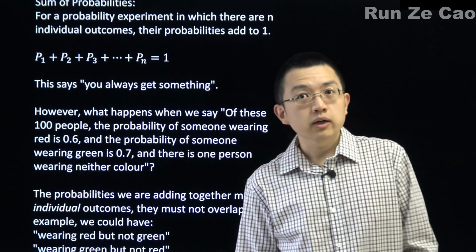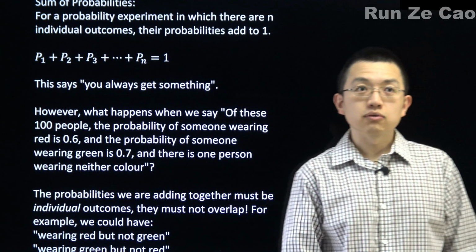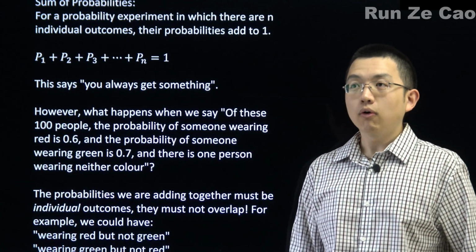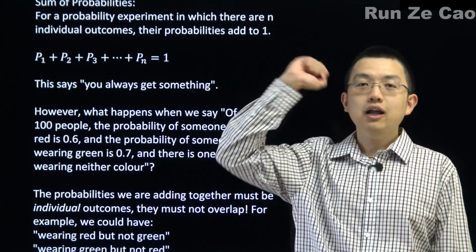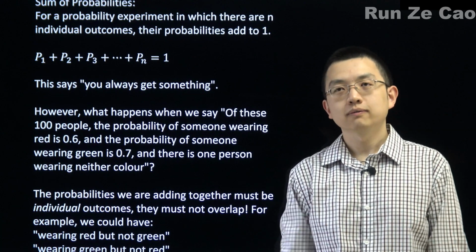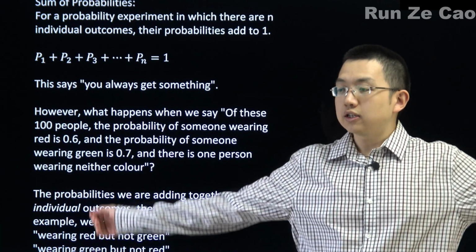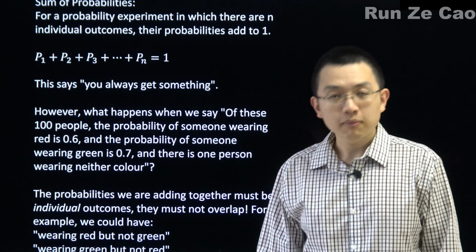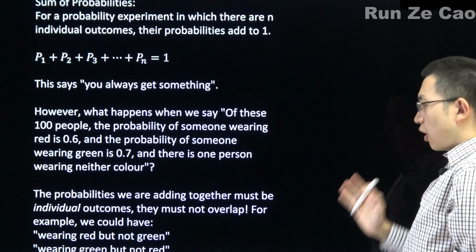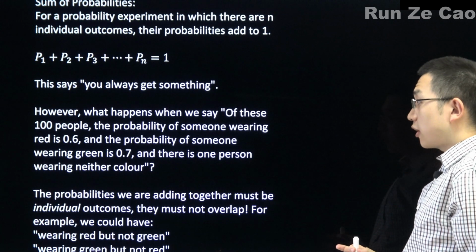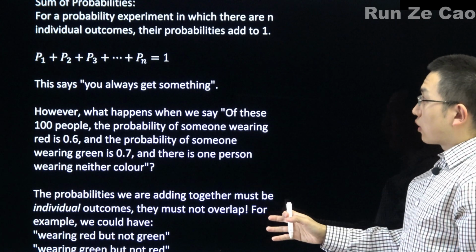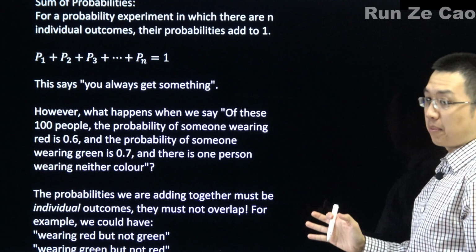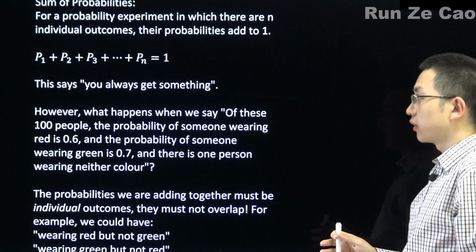We could wear, say, mismatched socks if we really wanted to be pedantic about it, or better yet, red hat, green shirt, or red shirt, green pants, or whatever combination. They may or may not clash horribly. The probabilities we are actually adding together must be individual outcomes that do not overlap. So they are mutually exclusive.